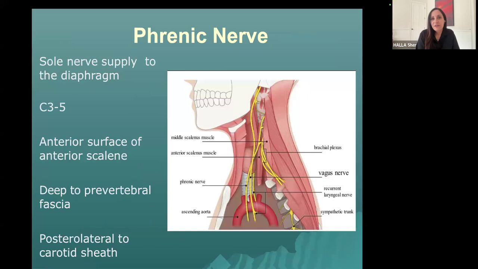And then a structure that we need to be aware of when we're dissecting in level 4 is the phrenic nerve. And the phrenic nerve is the sole supply to the diaphragm. And it's made of cervical rootlets from C3, C4, and C5. And it runs in the neck deep to the prevertebral fascia and along the surface of the anterior scalene musculature. It's also running posterolateral to the carotid sheath.